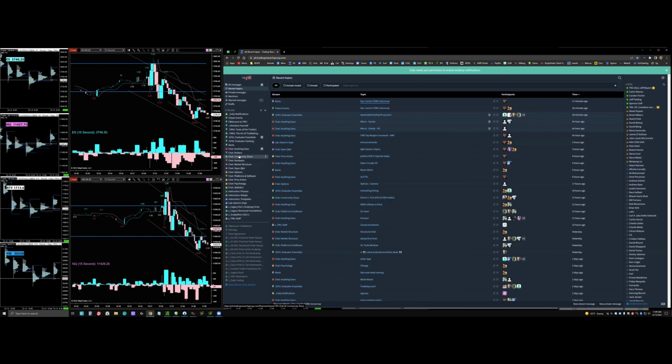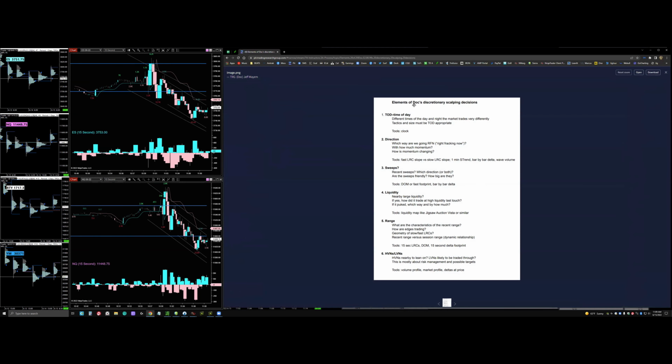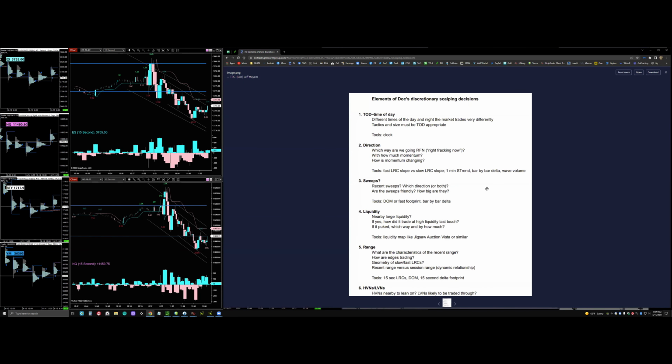Let's see, where is that? Oh, process. I think it's in here. There it is. Yeah, this is the document I'm referring to. And the elements of the decisions that I'm making.